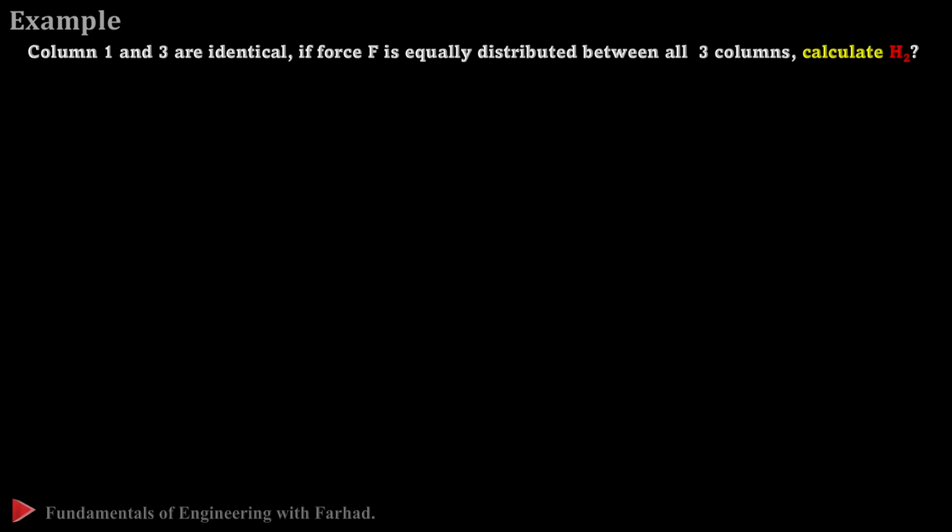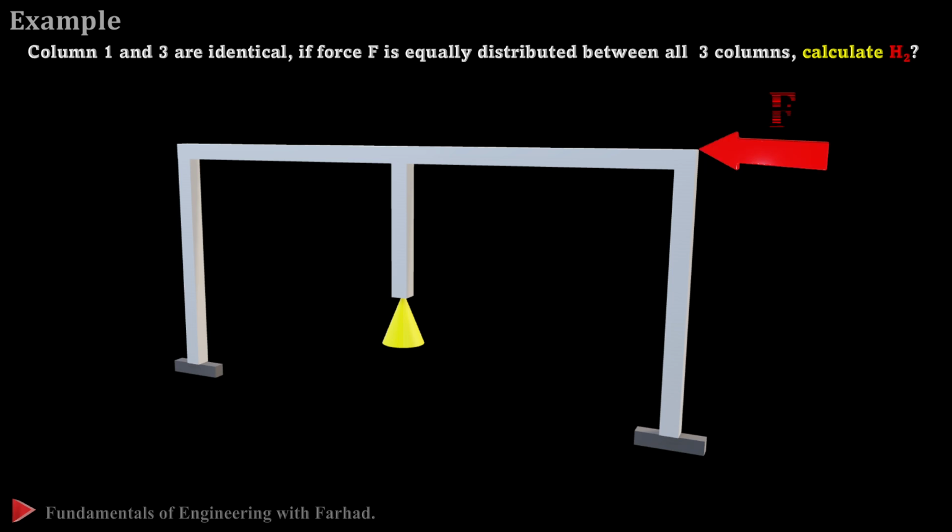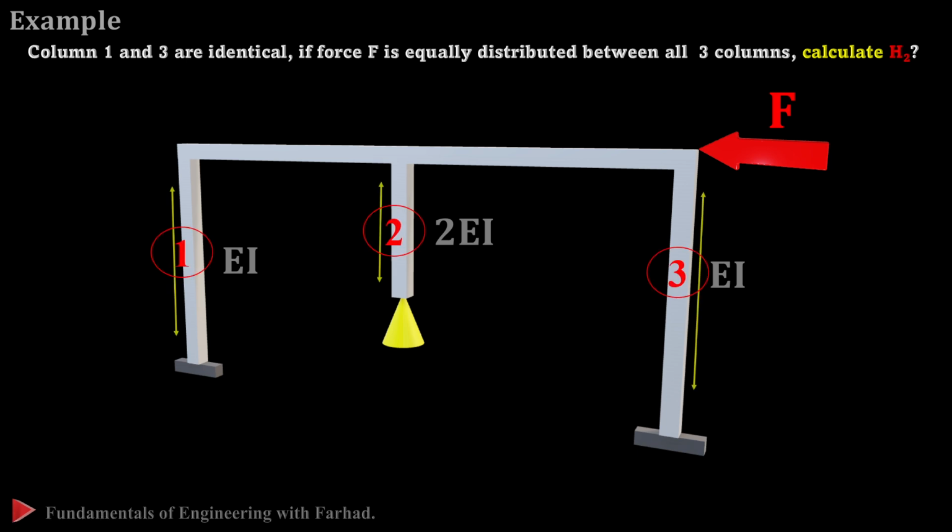Seismic Design. In this example, we have a frame which handles a lateral seismic force at the top of one of its columns. It consists of three columns: column 1, column 2, and column 3. Columns 1 and 3 are identical to each other and fixed, and the second one is different in height, and also 2EI versus EI, and also the fixed and pin support.